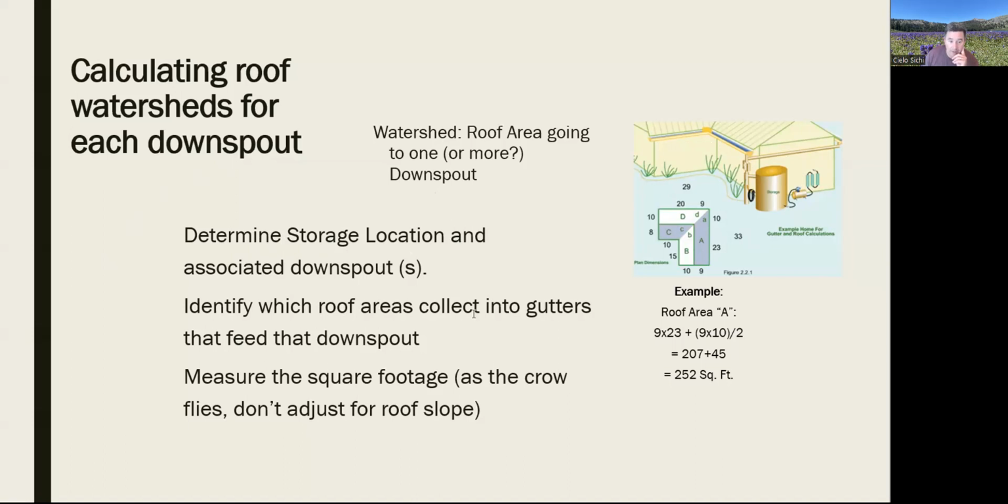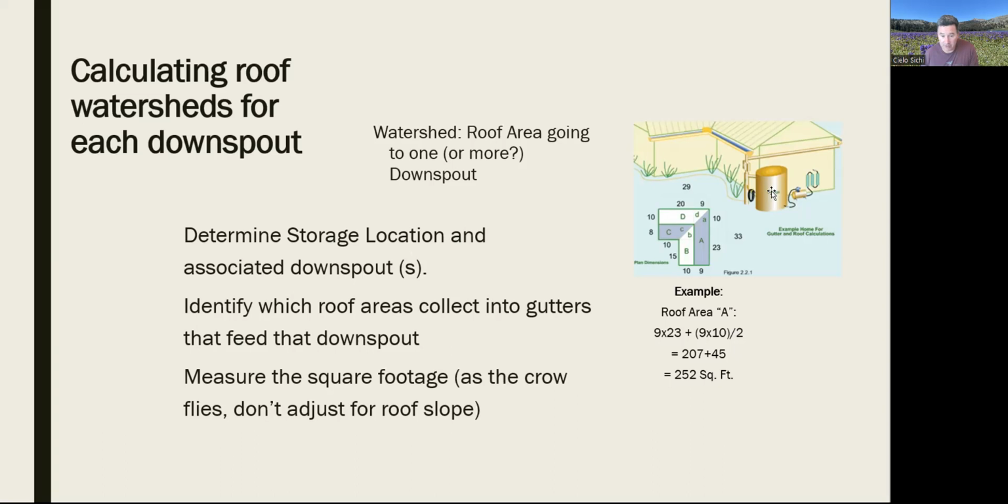Identify which roof areas collect into the gutters that feed that downspout. So when you're identifying that, you have to pick a spot that tank can actually be placed permanently. And then wherever that tank is going to be placed, you want to look at the downspouts that service that area of the roof itself. And with some simple calculations, you can figure out what the potential volume of water could be that you could collect off of that.